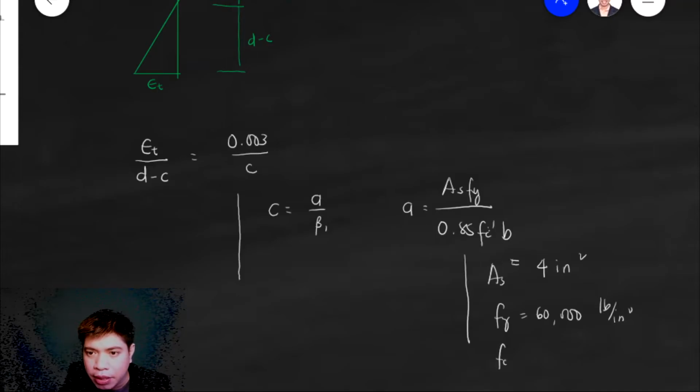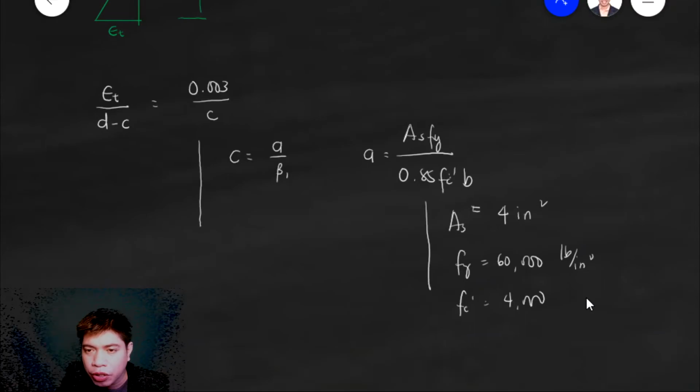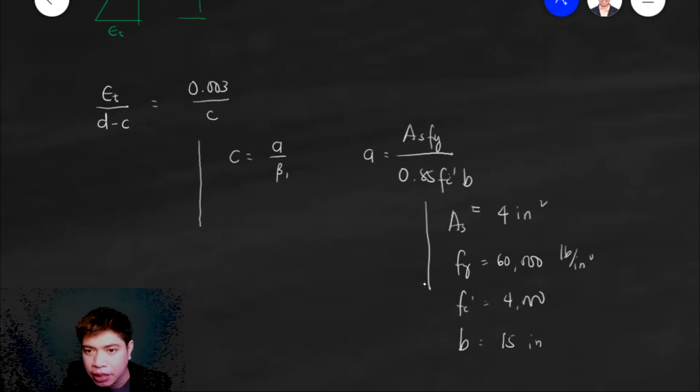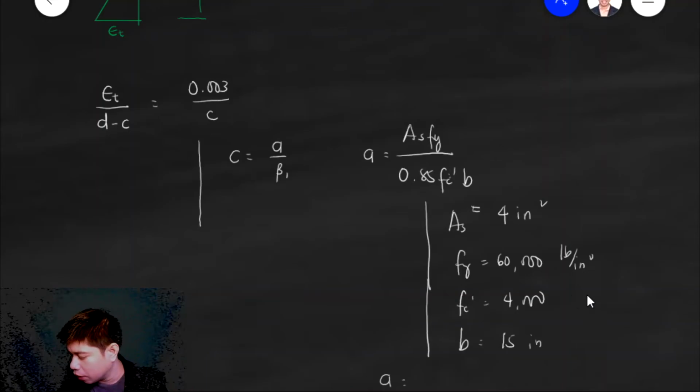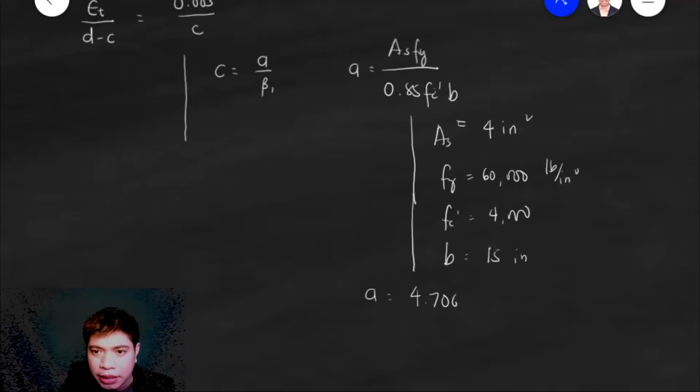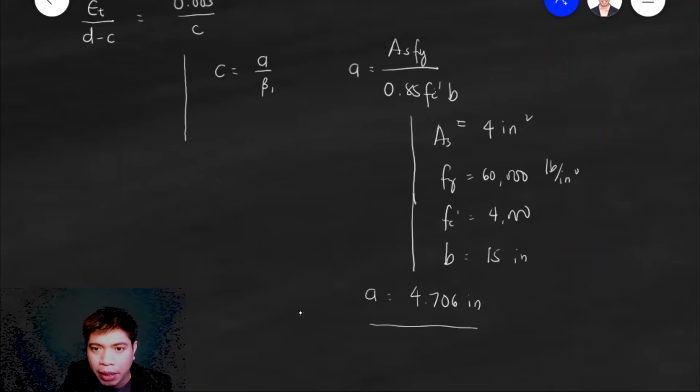Tapos, f'c natin is 4,000. Again, this is in pounds per square inch. And of course, yung b is already given sa ating problem sa cross-section. That is 15 inches. Okay? So, all we need to do is to compute first yung a. So, ang lalabas guys dito na a is, pag kinalculate nyo siya, 4.706 inches.